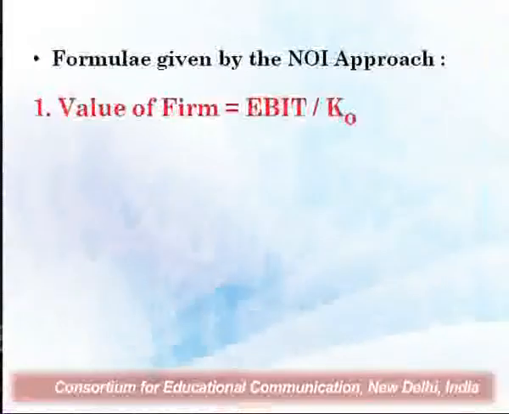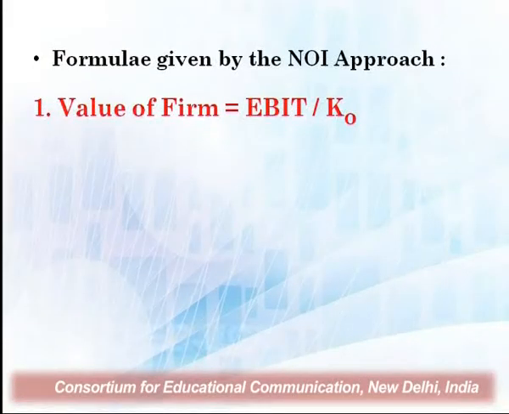With these assumptions, they are giving you a certain set of formulas, just like they gave in the NI approach. In the NOI approach, the first formula for computation of value of firm is actually the same basic formula which I introduced at the very outset when we were discussing the introduction of capital structure. As per it, value of firm is equal to EBIT divided by overall cost of capital, or aggregate cost of capital, that is EBIT divided by KO.